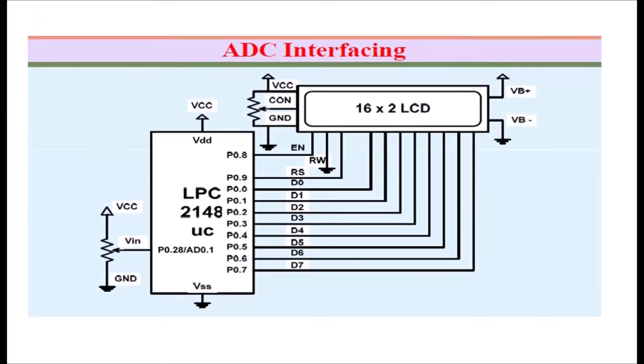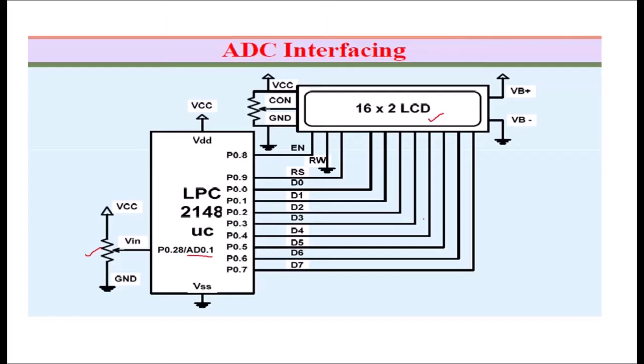Now if we want to interface this ADC to any analog input or any sensor, we can use this type of interfacing. In this diagram, pin P0.28, that is AD0.1, is used. To this pin, a voltage divider is connected externally. Here a pot is connected, and by varying this pot we can vary the input analog voltage. The internal ADC will convert this analog voltage into digital, and that digital output can be displayed on this LCD.